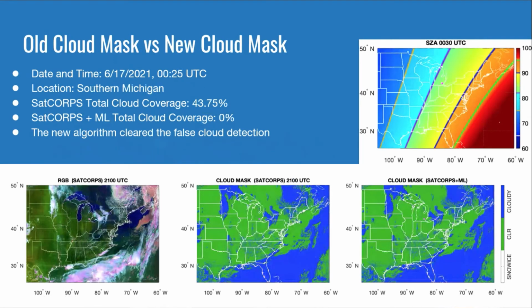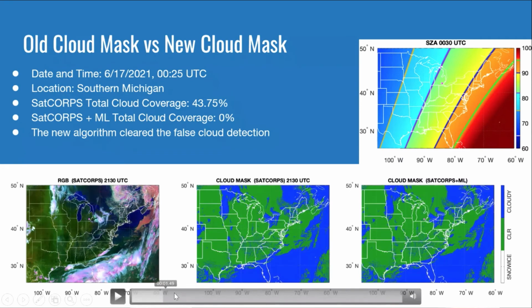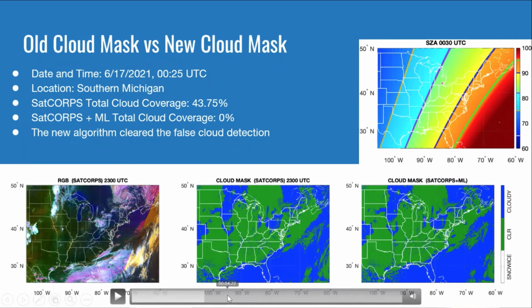So this next case we're looking at is in southern Michigan. With our old algorithm, it reported a cloud cover of 43.75%. And with the new machine learning algorithm, it cleared it up completely, and there's now 0% cloud cover. So the citizen is located where this pink square is, southern Michigan. And this is a sunrise case.